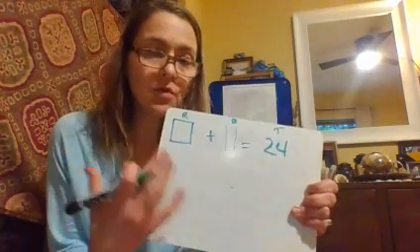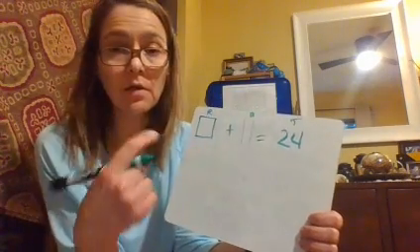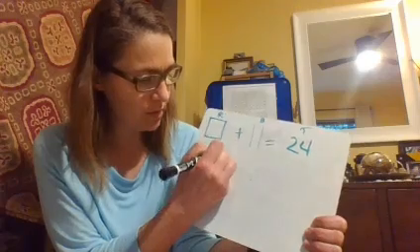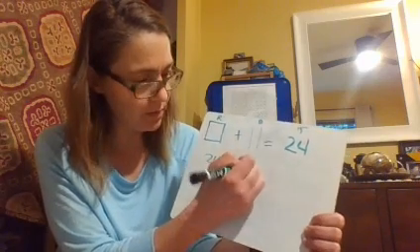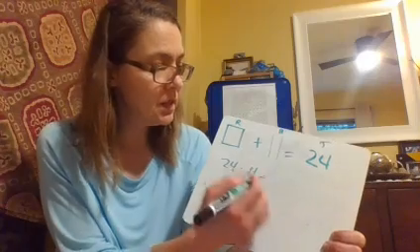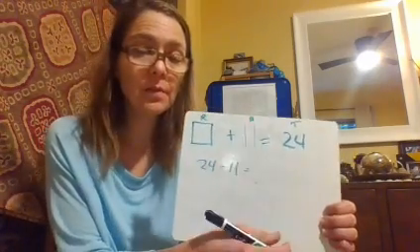Okay, so there's two ways you can solve for this. You can turn it into a subtraction problem, and you can count back. 24 minus 11 equals, or you can count up and keep it as addition.